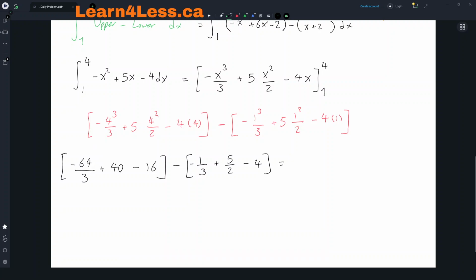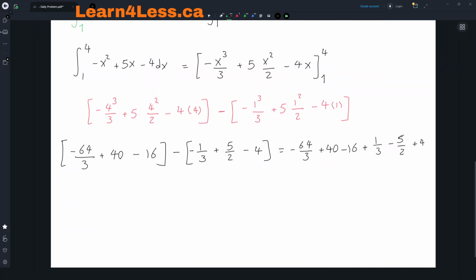Okay, so the first part would be as is, negative 64 over 3 plus 40 minus 16, and I simply need to distribute this negative sign into the bracket. The negative times the first term would be positive 1/3. Negative times this part would be negative 5 over 2, and the last term would be positive 4.